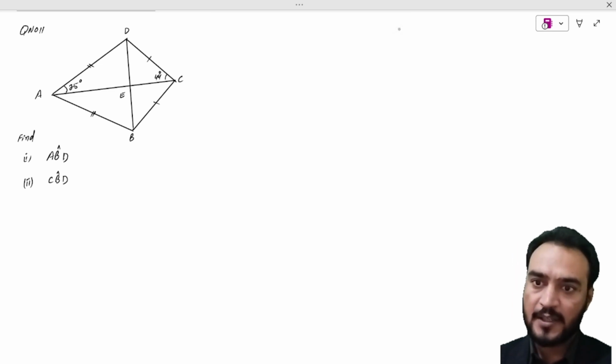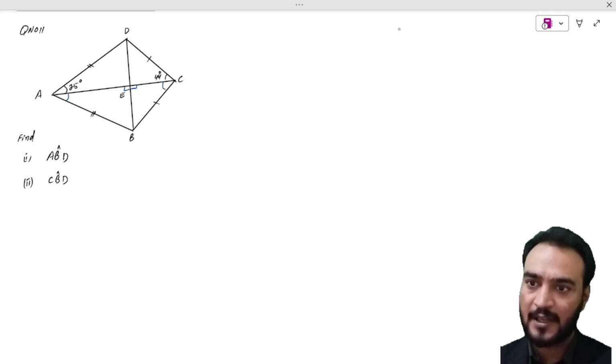Here you know that the major diagonal AC bisects the interior angle, so this angle is also equal to 25 degrees. And the diagonals intersect at a right angle, so this angle and this angle both are right angles. So if the angle DCE is equal to 44 degrees, then this angle below is also equal to 44 degrees, because this diagonal AC bisects the interior angle.